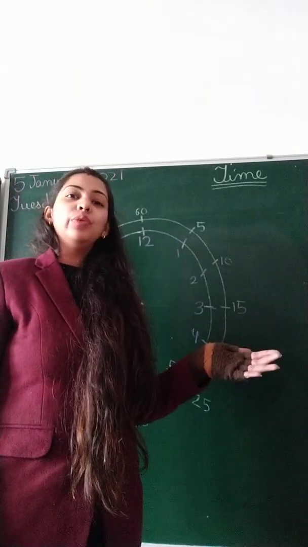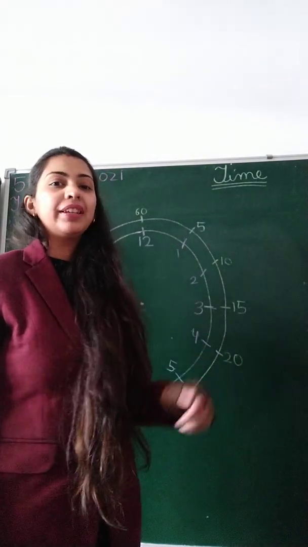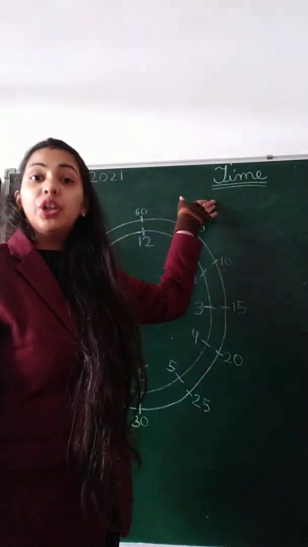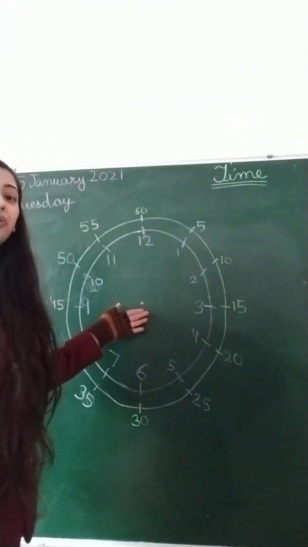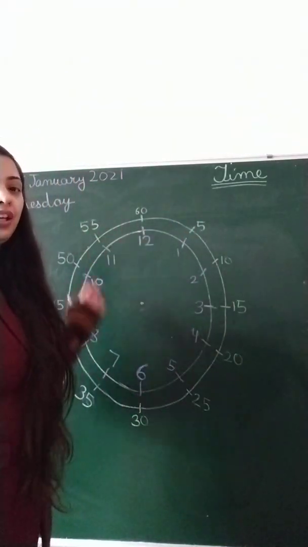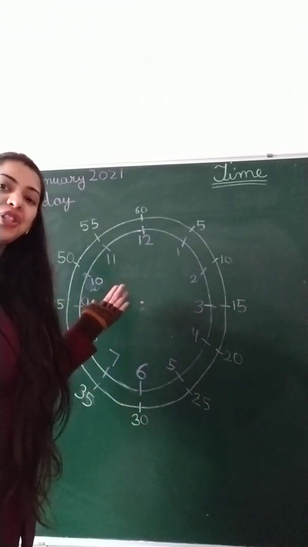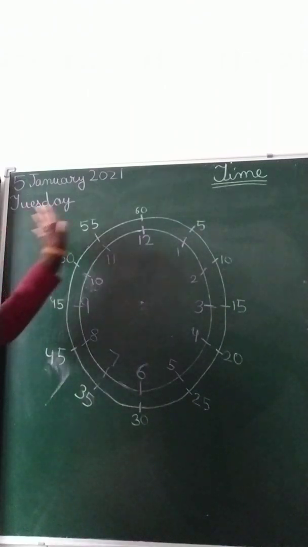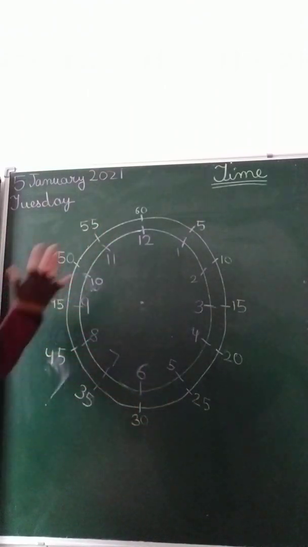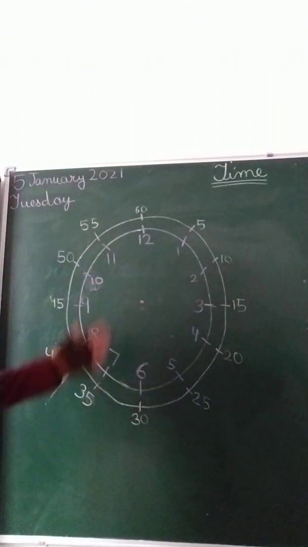In today's class 1 mathematics, our topic is time. So we are going to learn how to know the time. For that I am using my wall clock to teach you the topic. As you all can see, I have written some numbers over here. Firstly, I will introduce you to them.